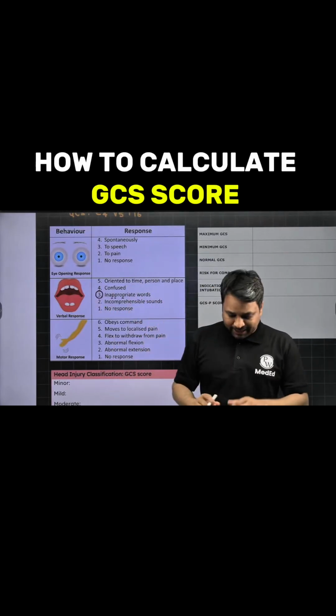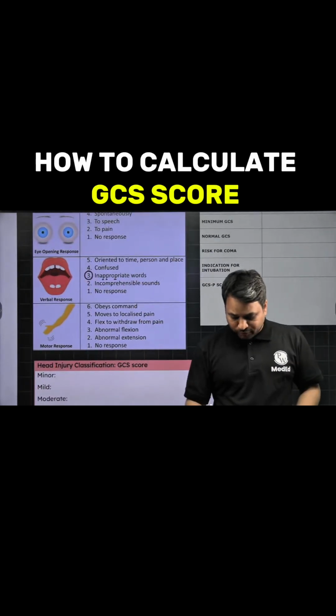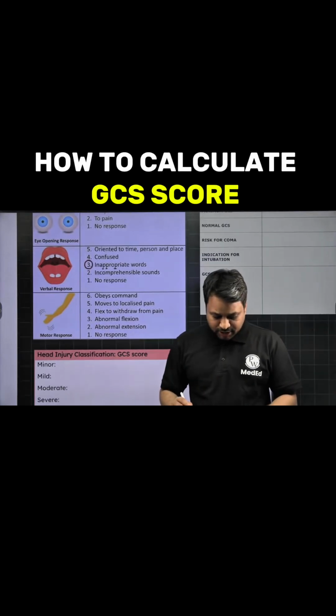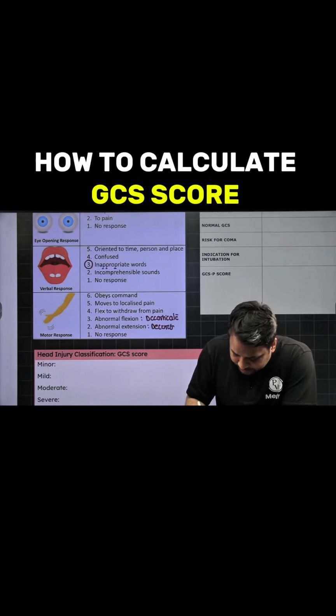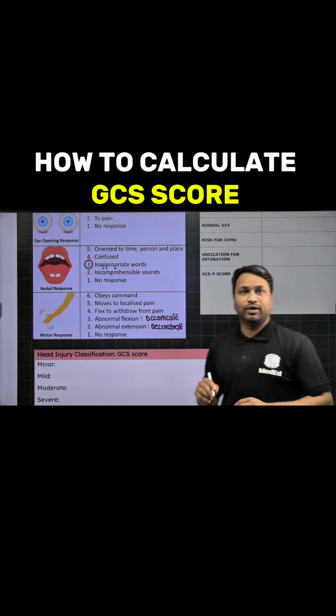Motor: obeys command, moves hands, touches nose, moves away, all that is going to be 6. If he moves to localize pain, a score of 5. If he withdraws from pain, a score of 4. Abnormal flexion, which is also called decorticate rigidity, is a score of 3. Abnormal extension is decerebrate rigidity, a score of 2, and no response is a score of 1, right?